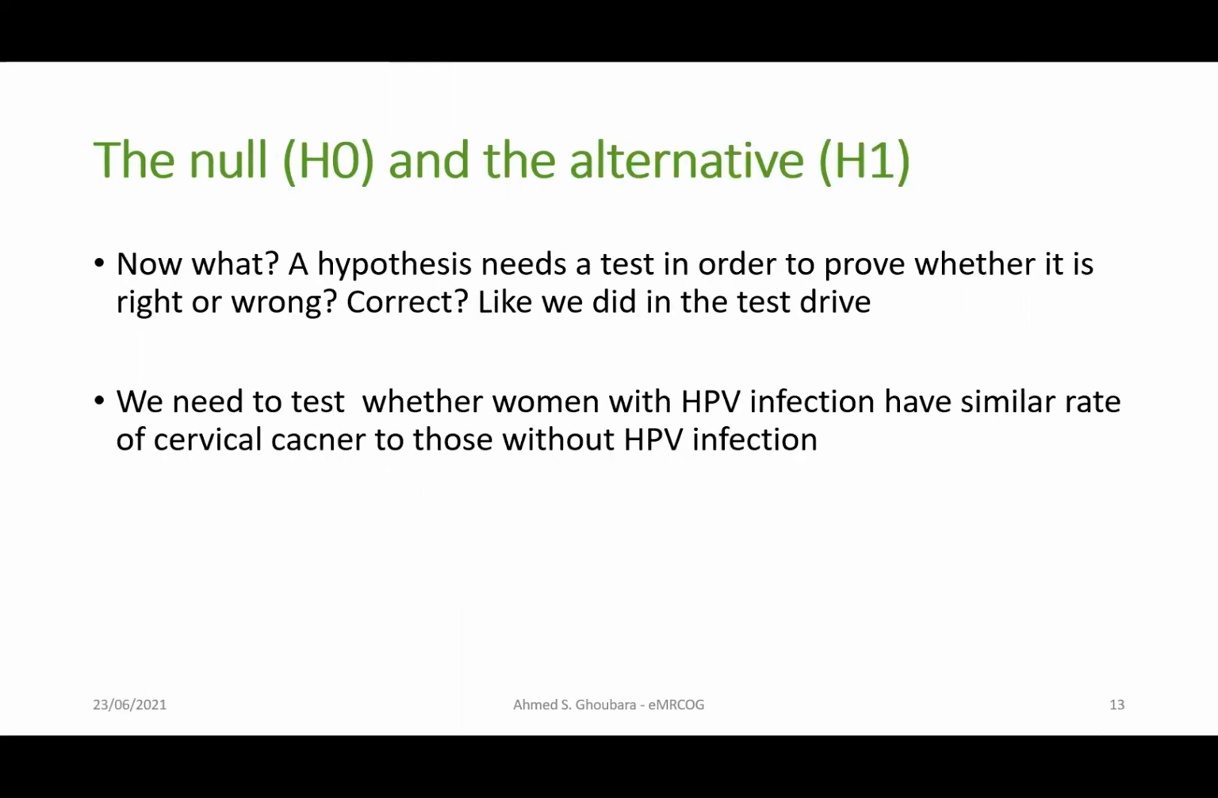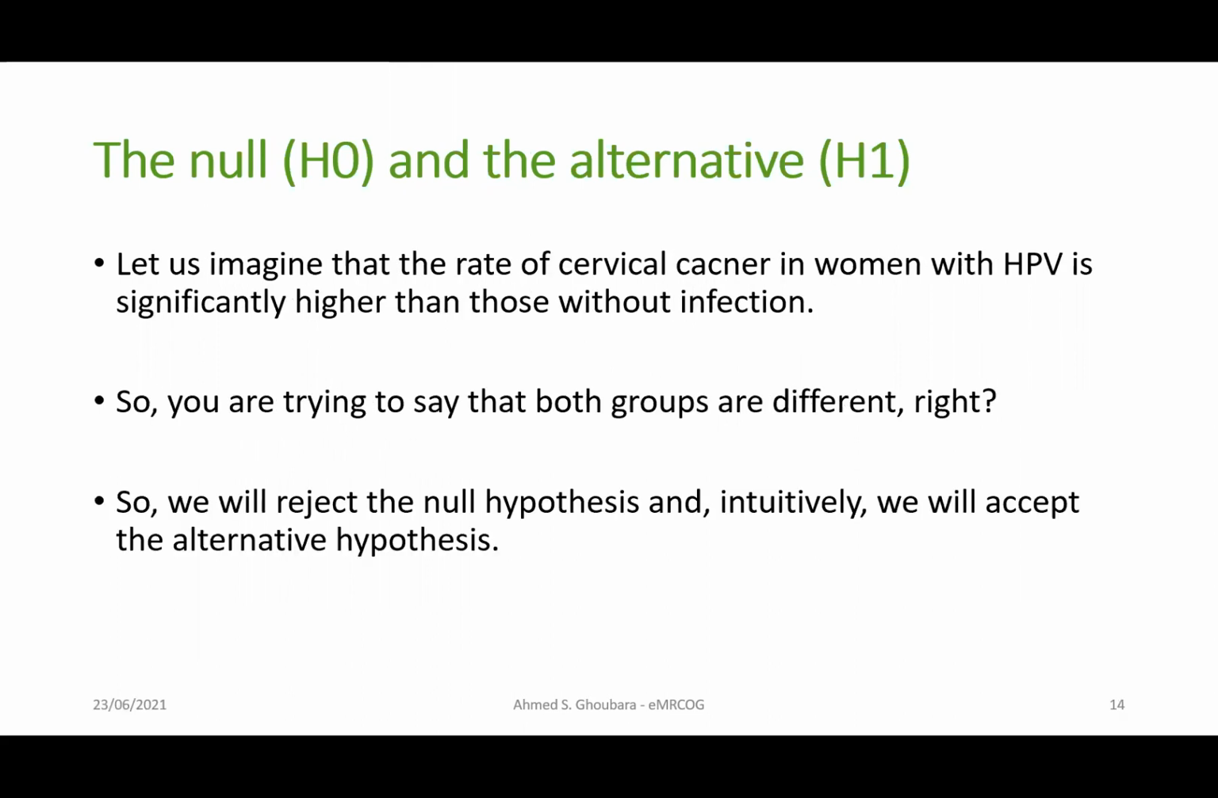Okay. So now what? A hypothesis needs a test, just like we did in the test drive, yeah? We need to test whether the women with HPV infection have similar rates of cervical cancer to those without HPV infection. So let us imagine that the rate of cervical cancer in women with HPV this time is significantly higher than those without infection. So we are trying to say that both groups are different, right? Yeah, that's correct. Good. So we will reject because they're different. We will say that Nina, you were wrong this time, and we will reject what we said. So this time we will reject the null hypothesis, and intuitively, as a sequel, we will accept what Alex said. We will accept the alternative hypothesis.